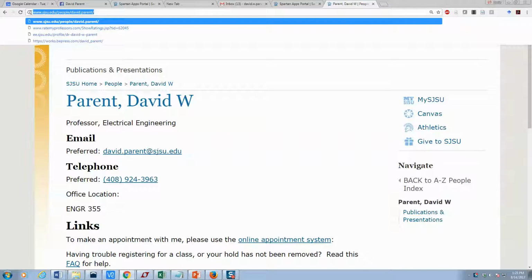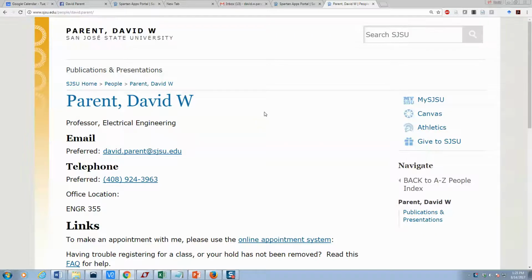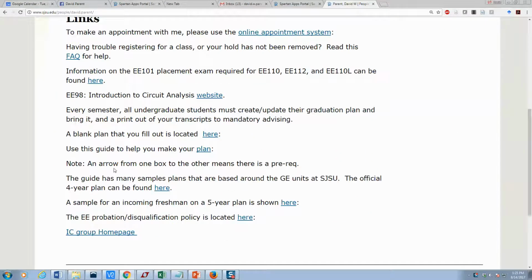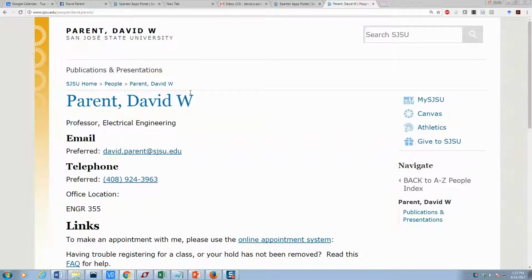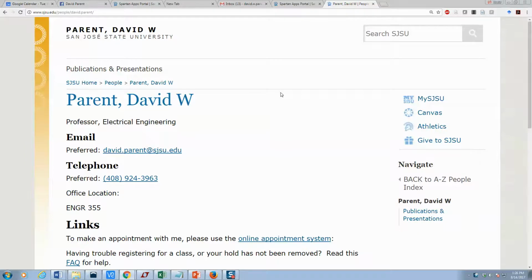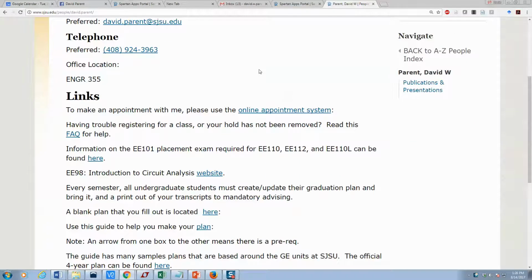You'll be getting an email from me with that link, and all the links I'm about to show you are right here. So really, with transfer advising, the number one thing is that we want to make sure that your fall schedule is properly done, that you don't take any extra classes you don't need, or sign up for things you're not ready for.